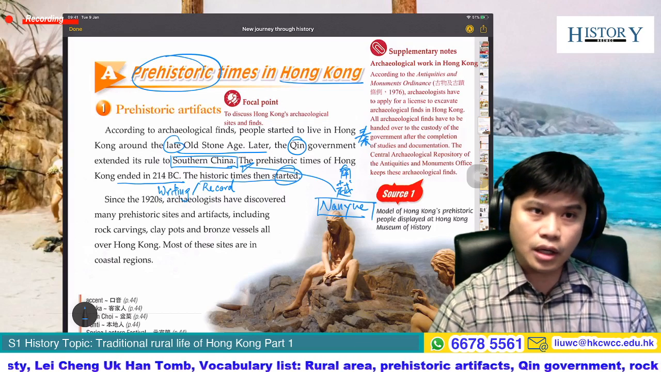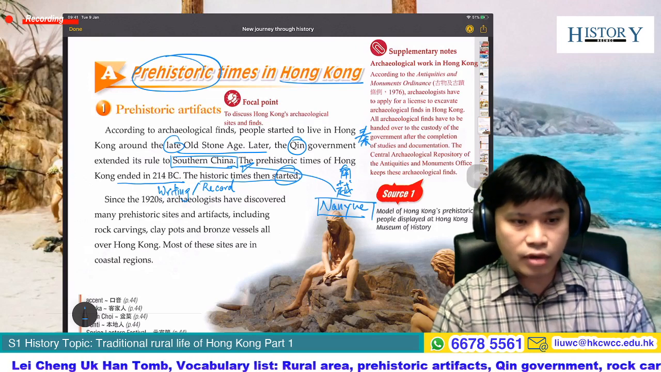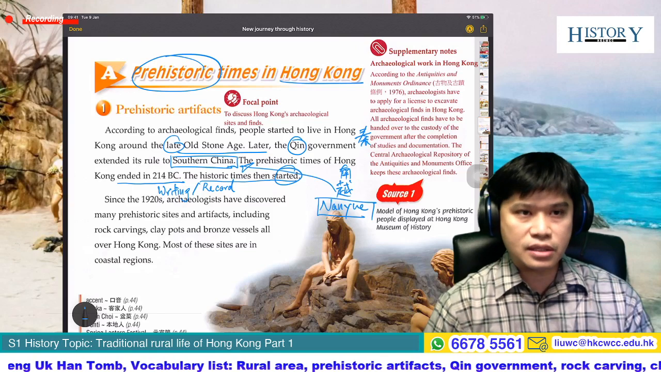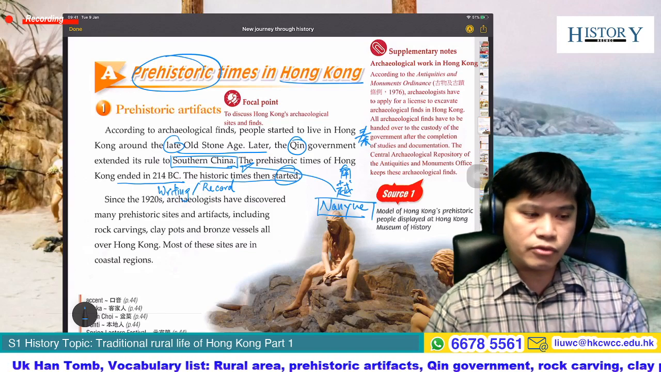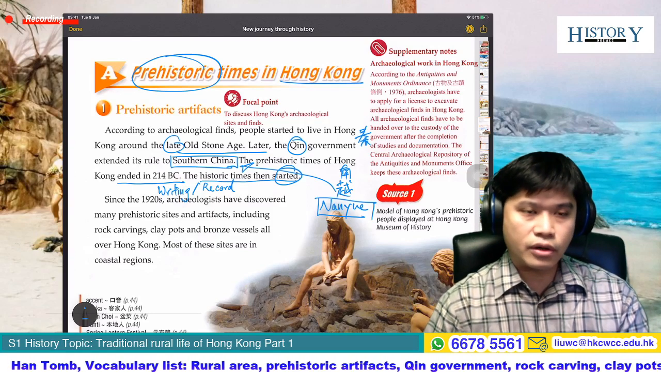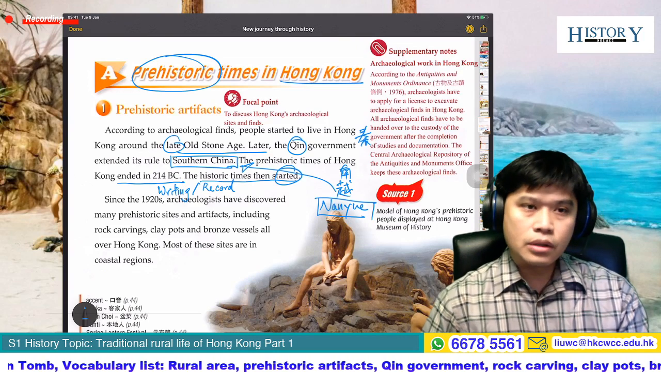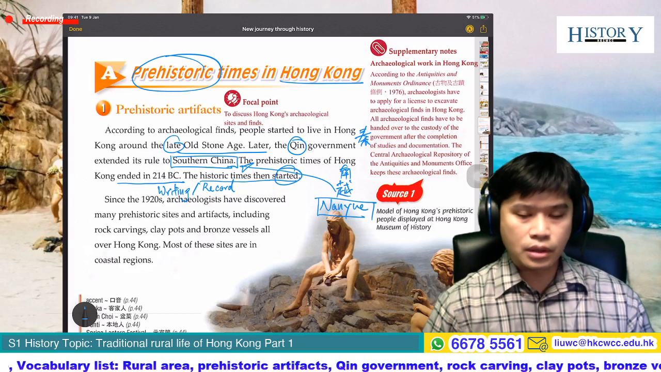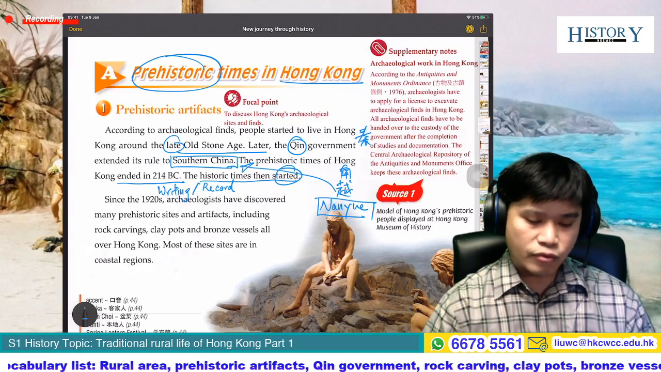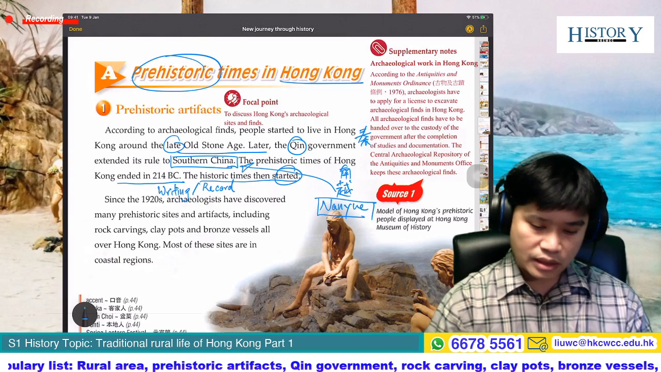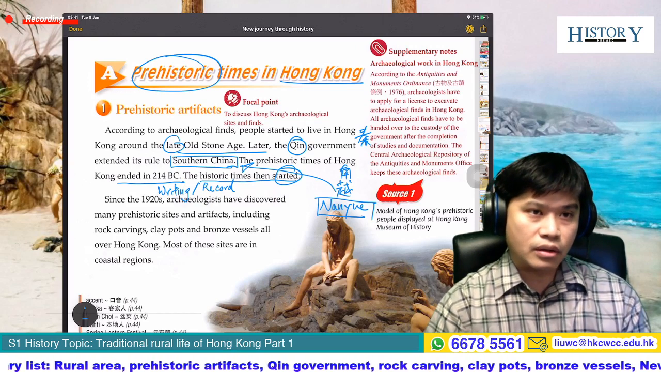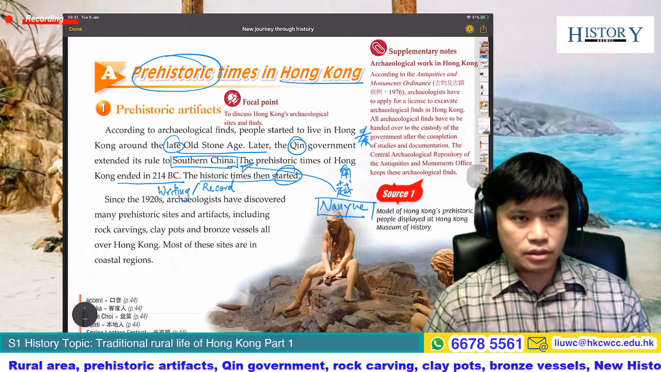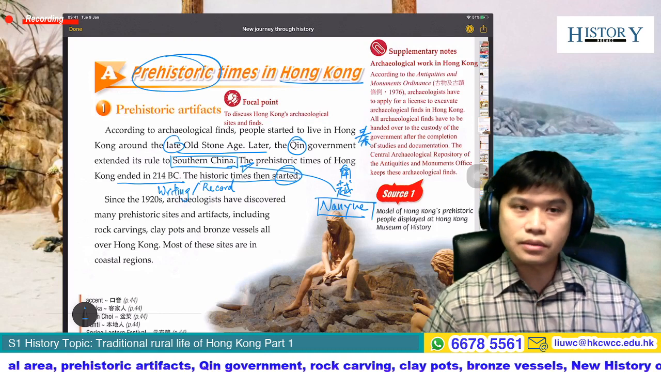So therefore, right now, do we have any document, any writing that records the life of Hong Kong people before 214 BC? I would say no. One of the records is that the Qin government conquered or extended its rule to southern China. So that is one of the records, and that's it.